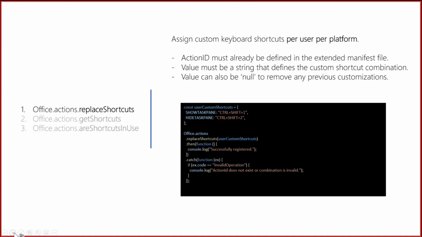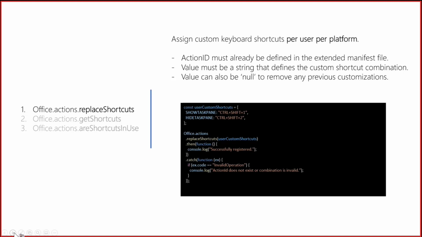One thing I do want to call out is this is going to be saved per user, per platform. So if you are calling this operation for a certain user that is already logged into Office, we're going to be saving it in that user's roaming settings. So if they go from one Windows machine to another Windows machine, they will have these customizations there for them. But they are saved per platform.